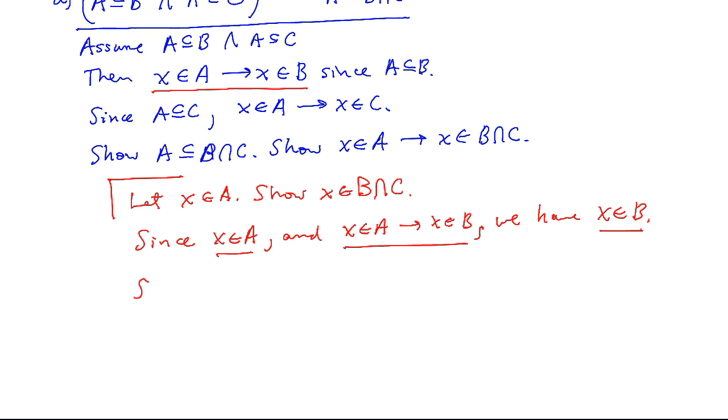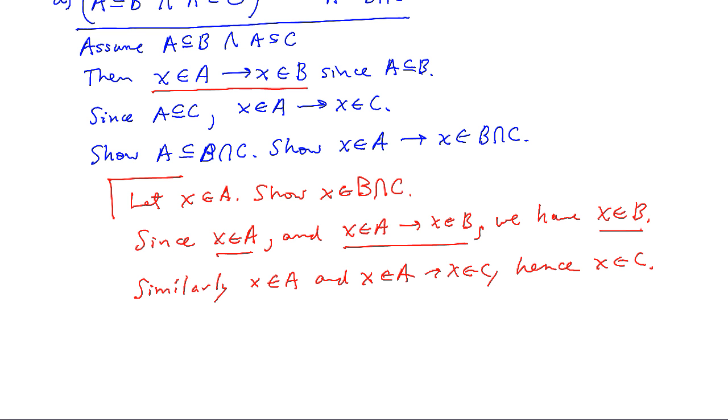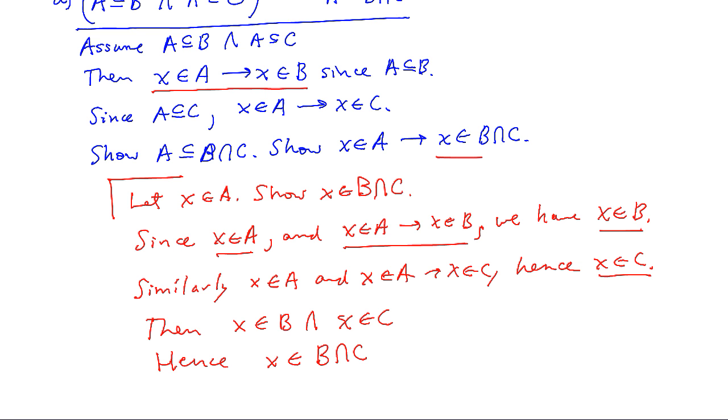Similarly, x is in A, and x being in A implies x is in C. So hence x is in C. Then we have x in both B and C now: x is in B and x is in C. Hence x is in B intersect C, and that's what we had to show. And so we're done now. Okay, so that's part A.